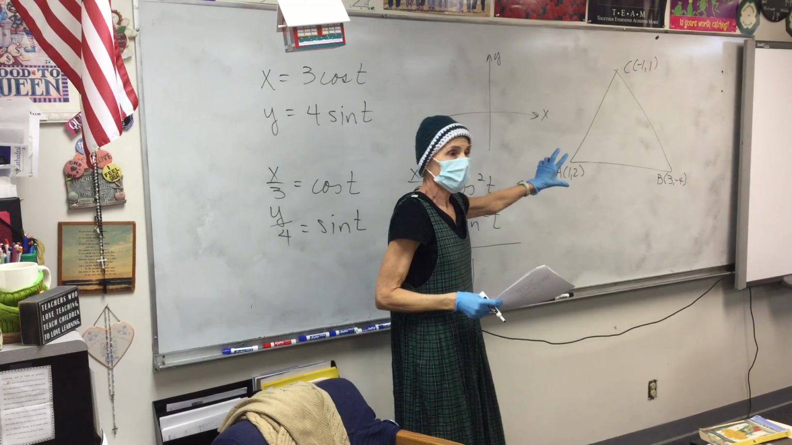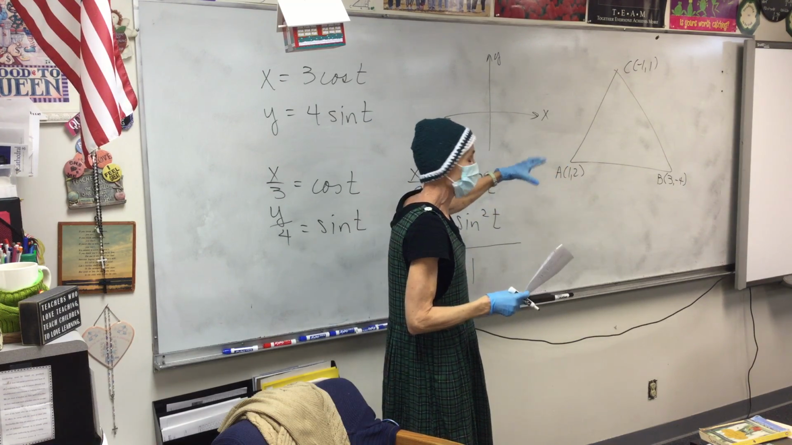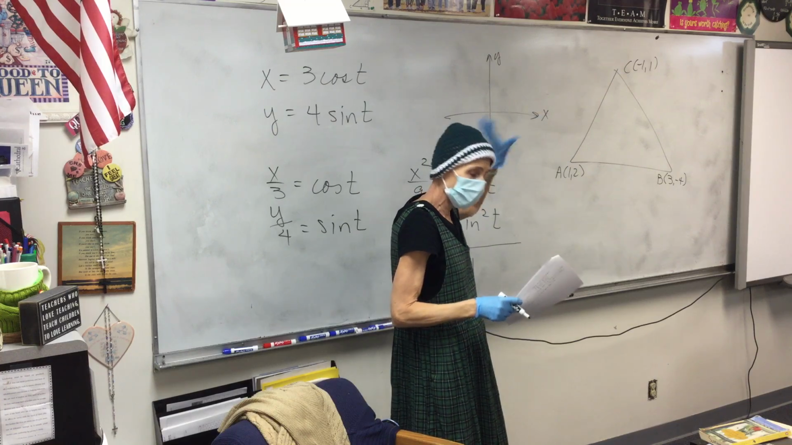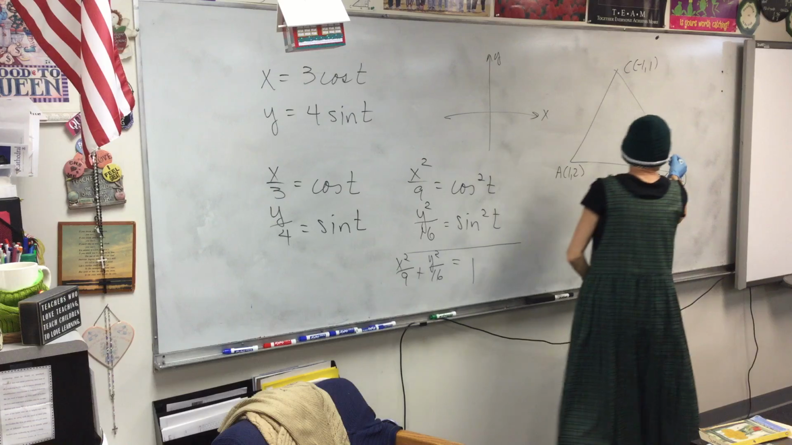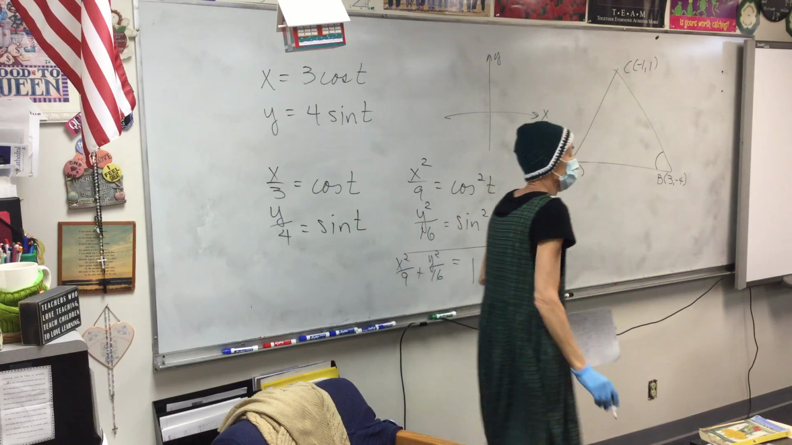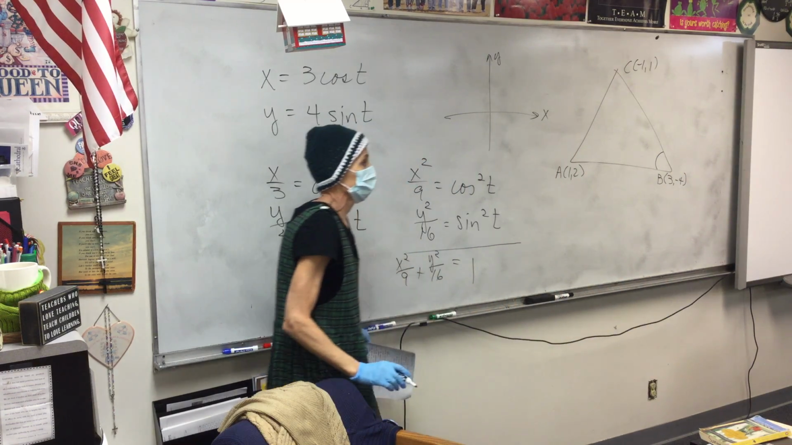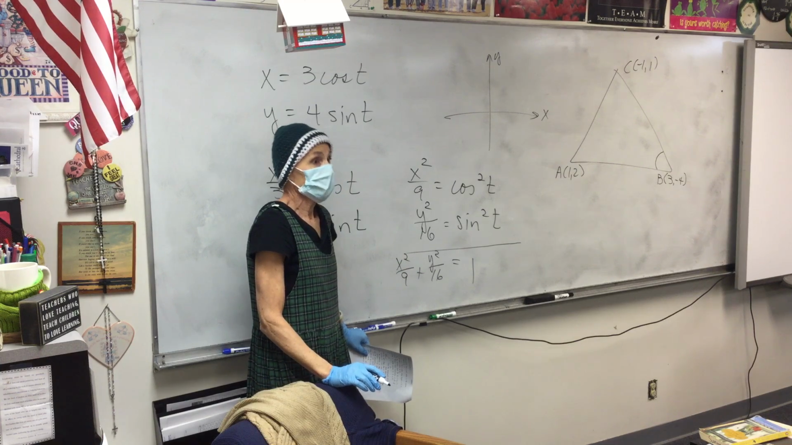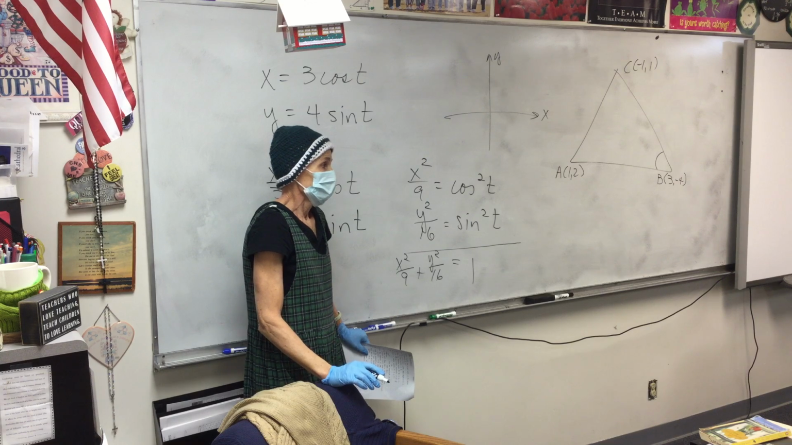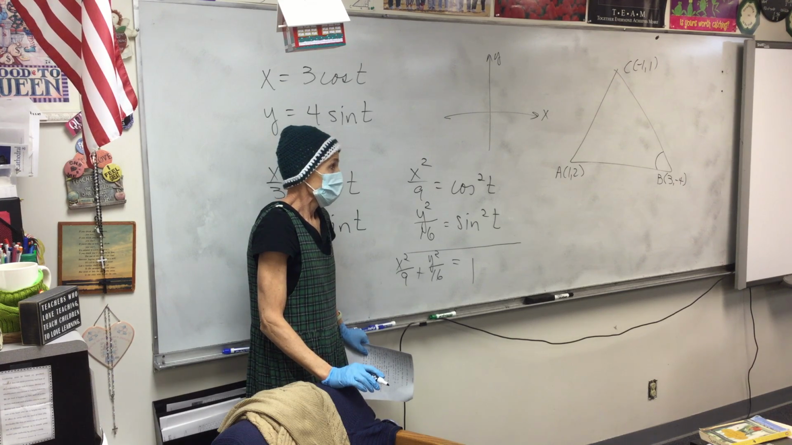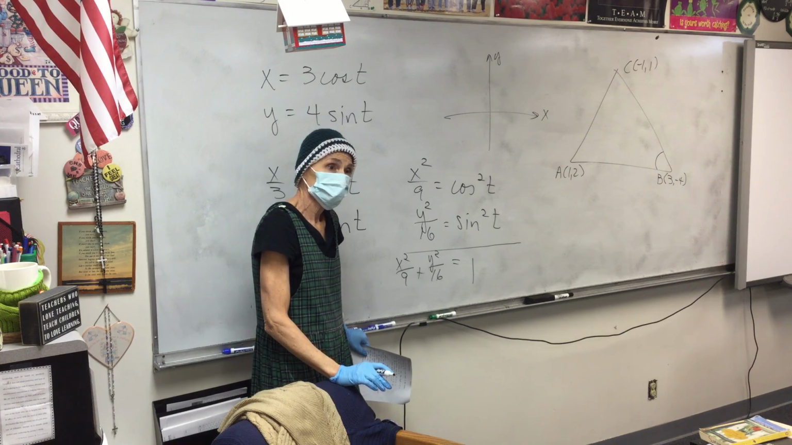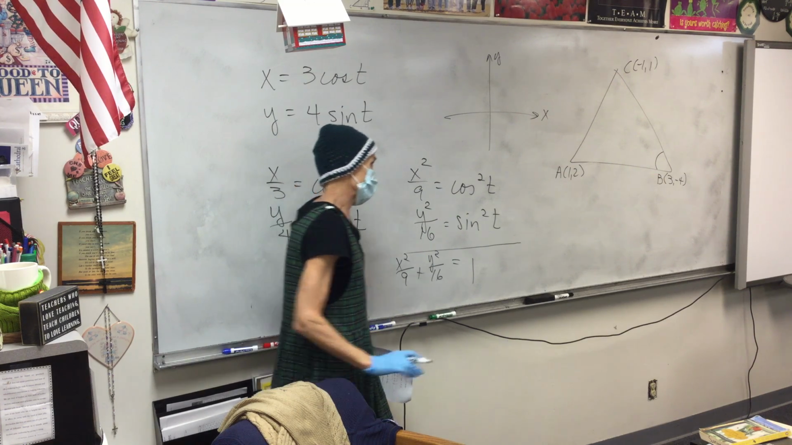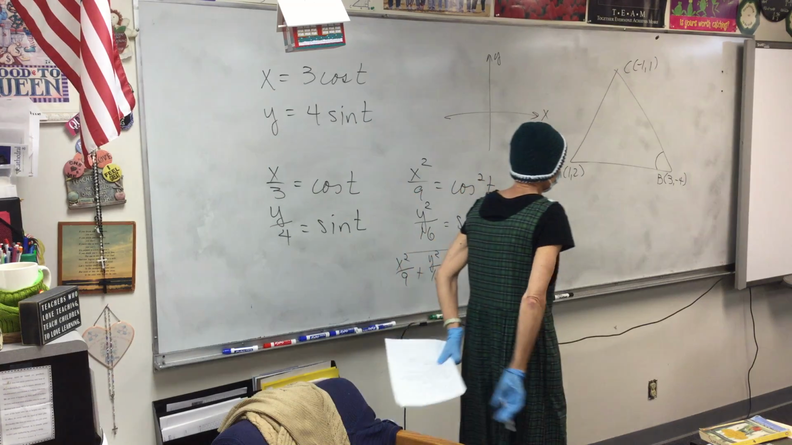Now, I didn't plot these points. I don't have them oriented correctly. It doesn't matter. Just pop them up there. Your job is to find the measure of angle B. Now, there are lots of ways to do that. I'm going to suggest we use the dot product. But there are lots of other ways to do it.